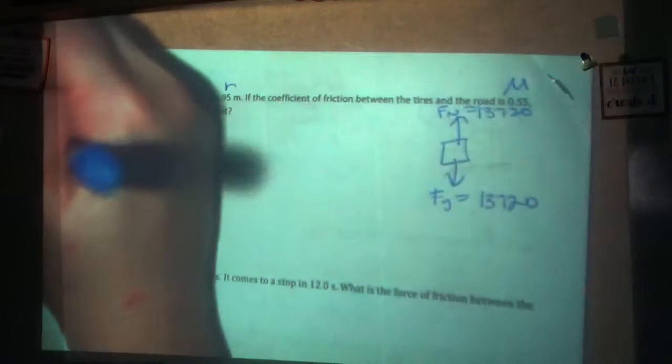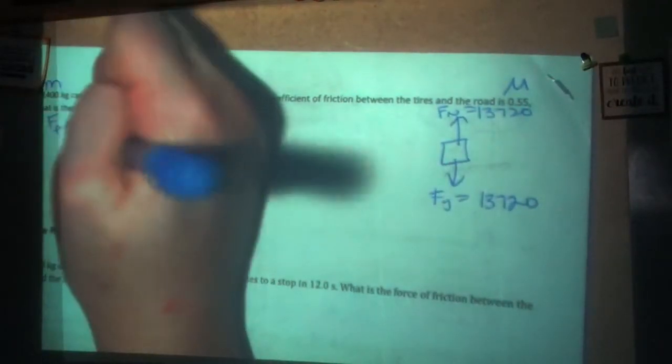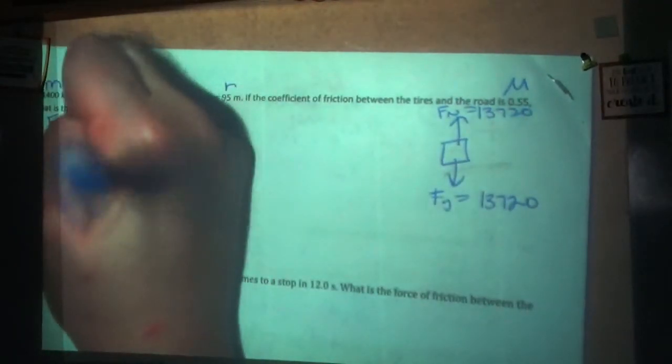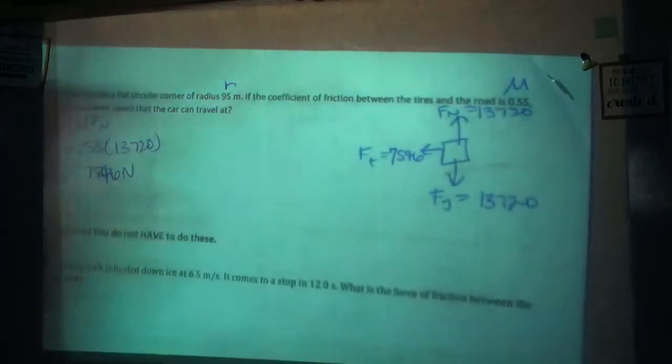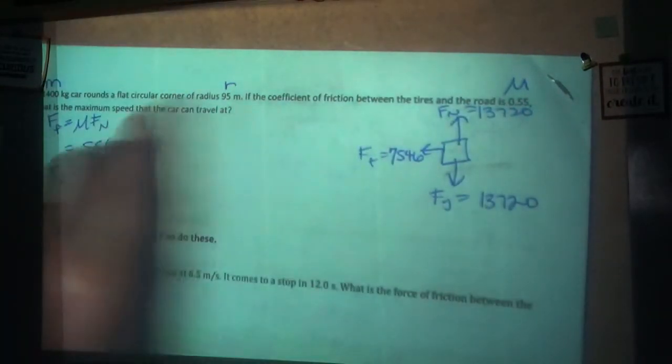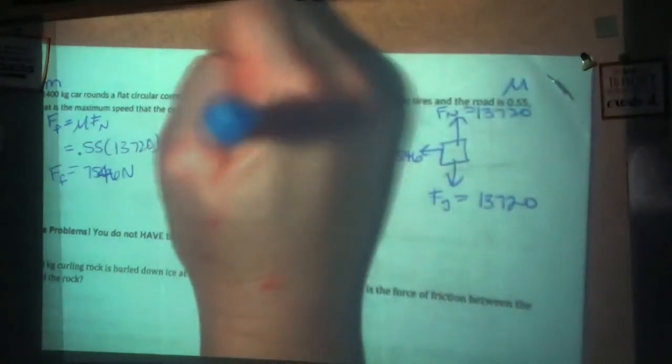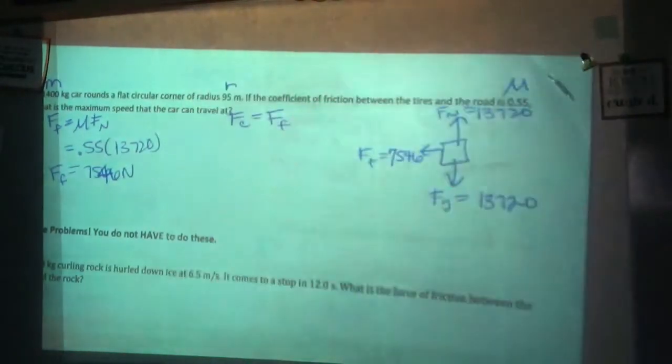And now I'm just plugging in. I gave you coefficient 0.55. Normal we just found. That gives me a friction force of 7,546 newtons. So that's my friction force. And I need to relate that to speed. Well, it's going around a circle, and I'm relating the speed to the force of friction. So this is one of those cases where your centripetal force is your friction force.